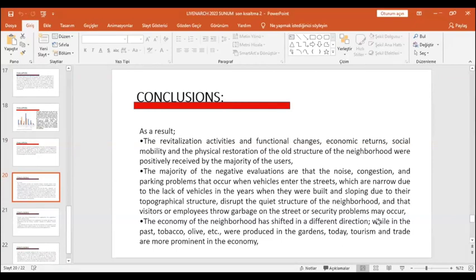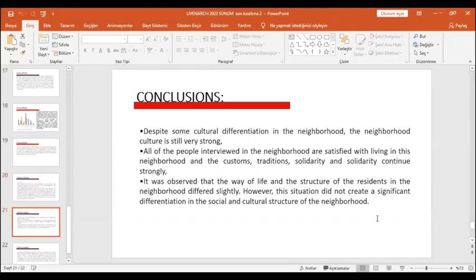The economy of the neighborhood has shifted in a different direction. While in the past tobacco, olive, etc. were produced in the gardens, today tourism and trade are more prominent in the economy.